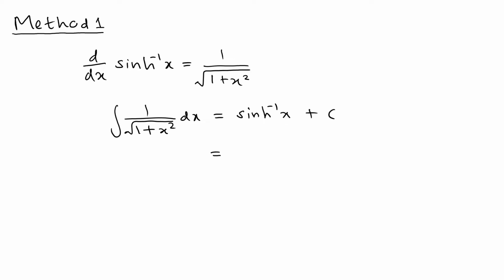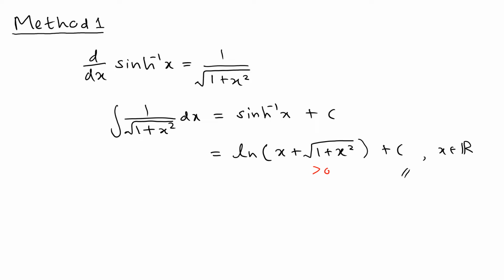Now we're going to use one of the identities. We know that sinh inverse x is equal to natural log of x plus square root of 1 plus x squared, plus c. This is true for any x, so x is any real number, because you can see that this term is always positive. So we don't need the absolute value sign here. That is how you integrate by identifying the integrand as the derivative of sinh inverse x.